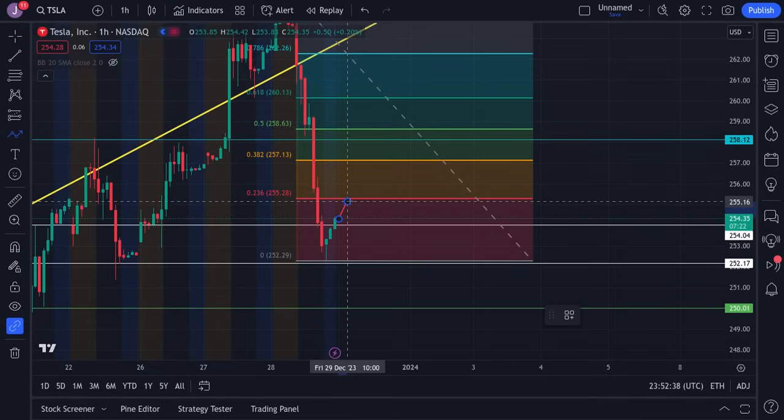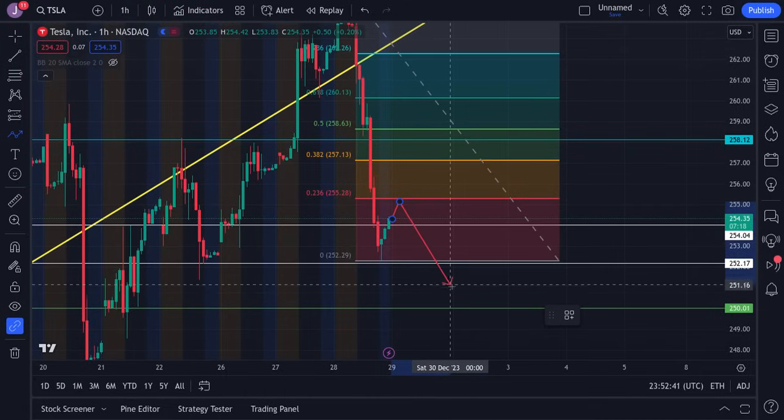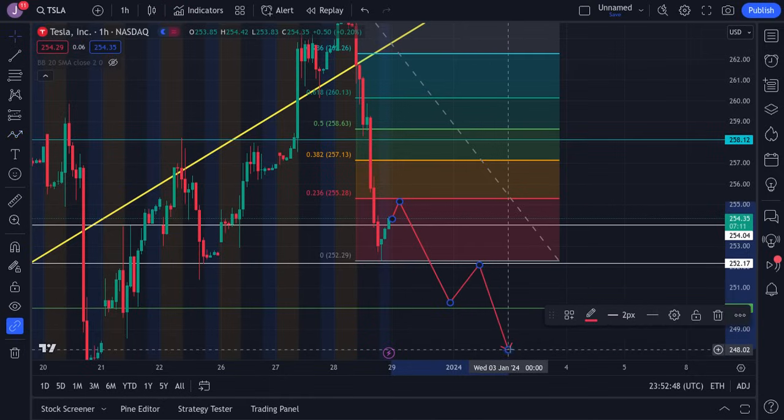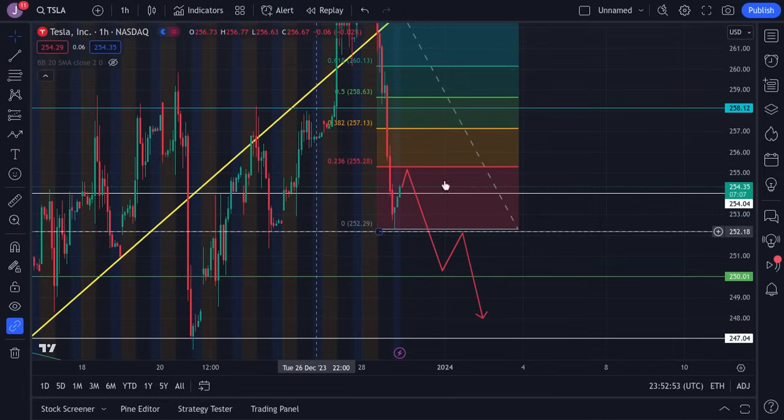Let me just go over all the cases just to prepare you, then tell you what's more probable. If we lose 252, if we continue to break down, watch 250 as key support. We have to try to hold that. If we fail there, then 247 is coming before we get a much bigger reaction after Tesla's notorious deliveries report.